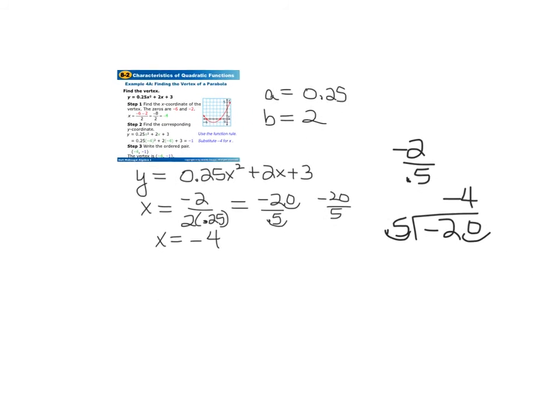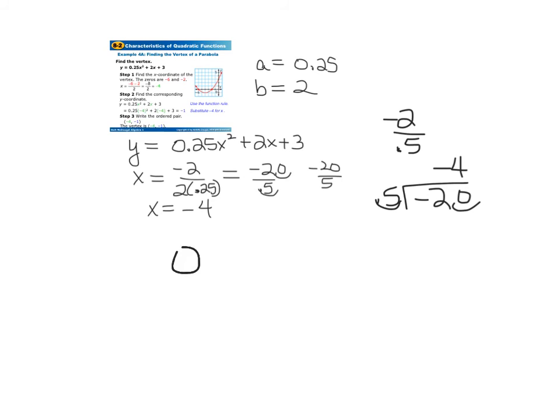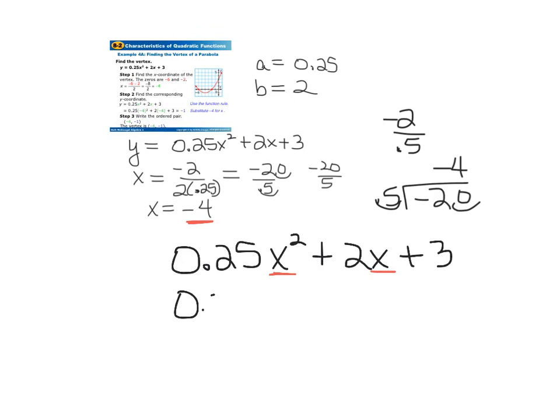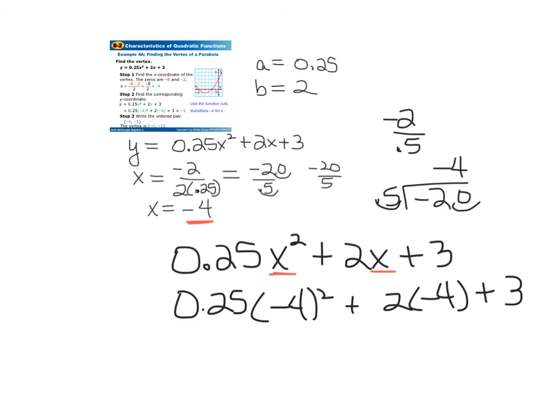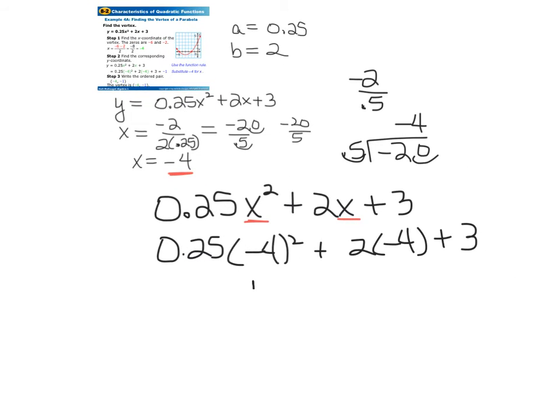To find the y of my vertex, again, I'm going to take my original equation, 0.25x squared plus 2x plus 3. I'm going to replace the x with negative 4. So I'm now going to do 0.25 times negative 4 squared plus 2 times negative 4 plus 3. I'm going to square it and get 16 plus negative 8 plus 3.